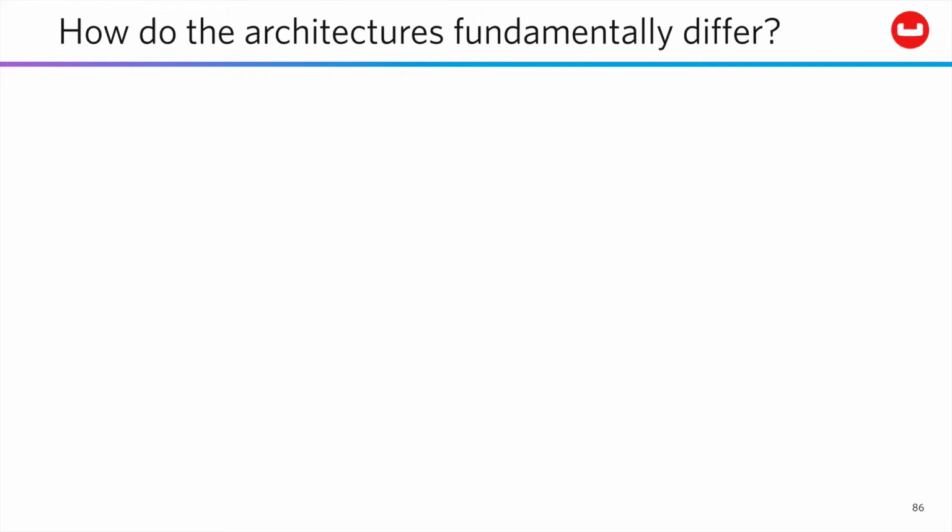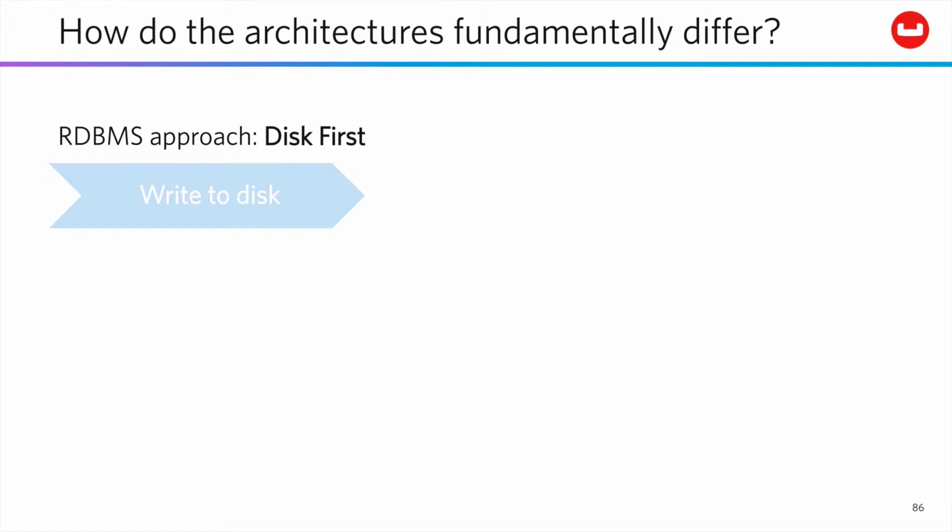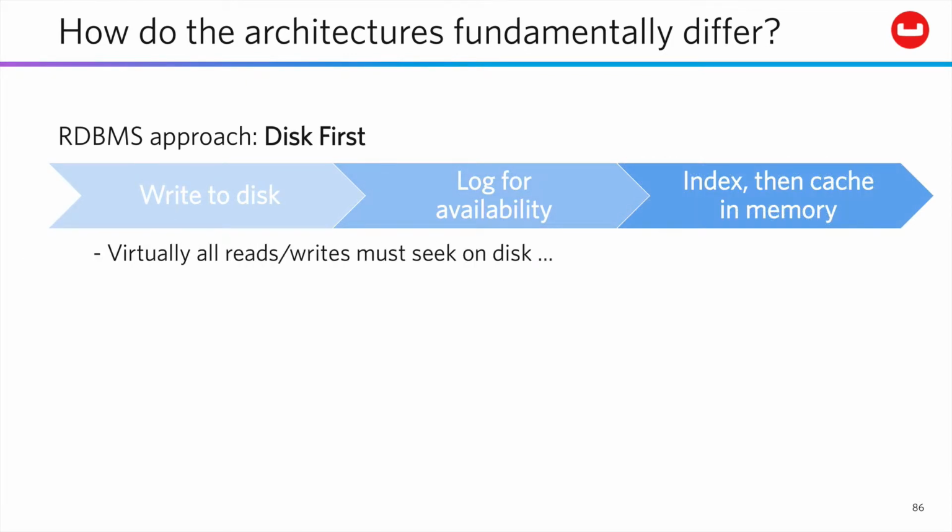So an RDBMS and Couchbase are fundamentally different in their architecture. With an RDBMS, as data comes into the system, it's written to disk. Then it's logged for availability. Then it's finally indexed and cached in memory so that you can seek back to disk when appropriate to get the underlying data. The point being, virtually all your reads and writes need to seek on disk.